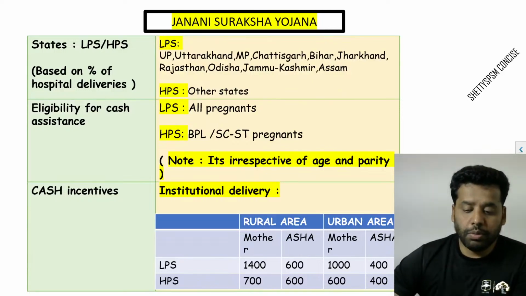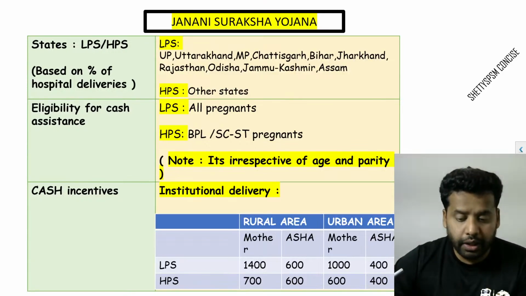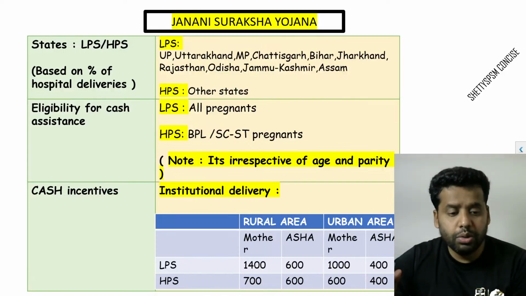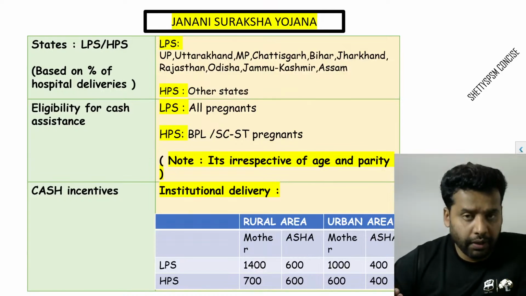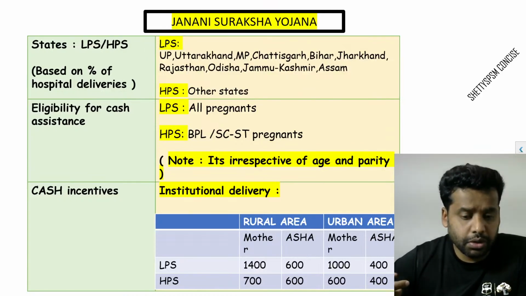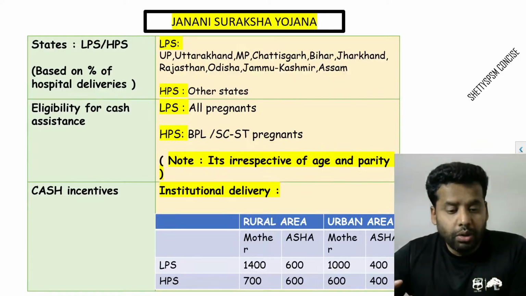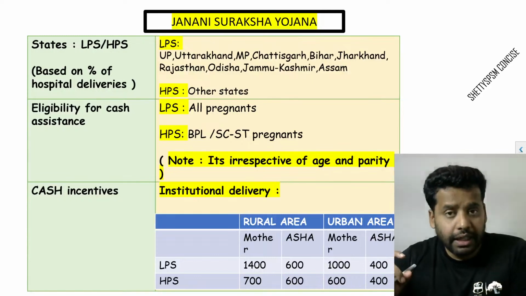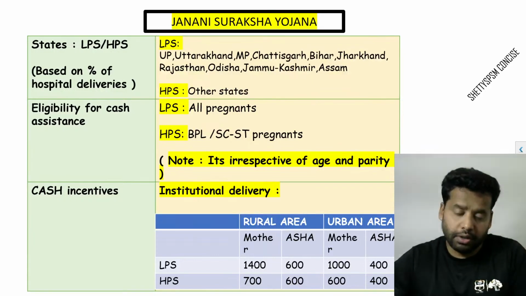The pregnant should come to hospital and deliver. That is what their purpose is. So there are two types of states, based on the number of hospital deliveries: low performing states and high performing states. In low performing states the delivery rate is very low. In high performing states the delivery rate is good.